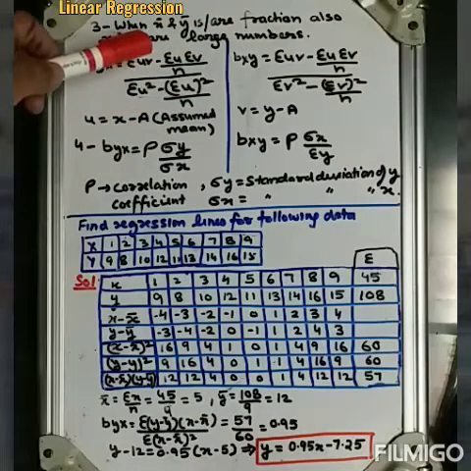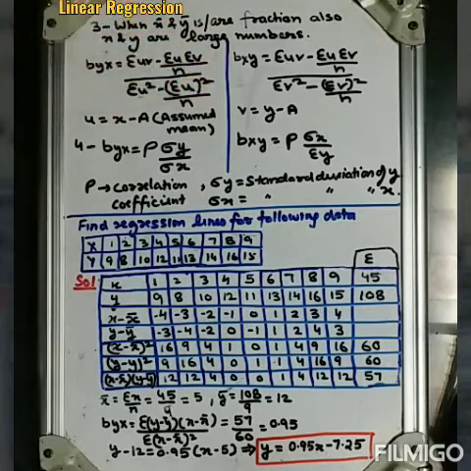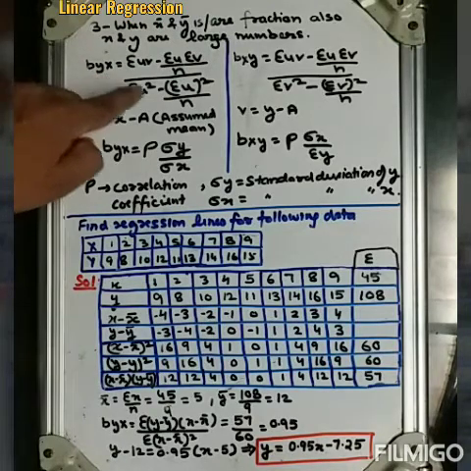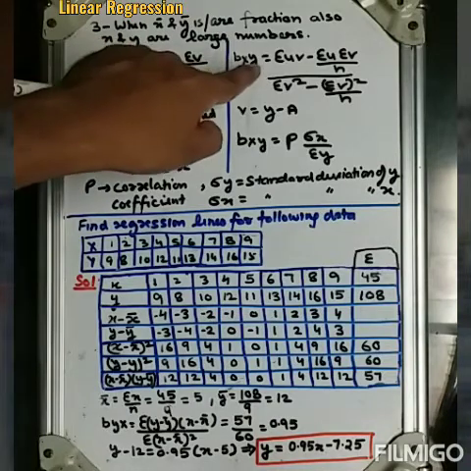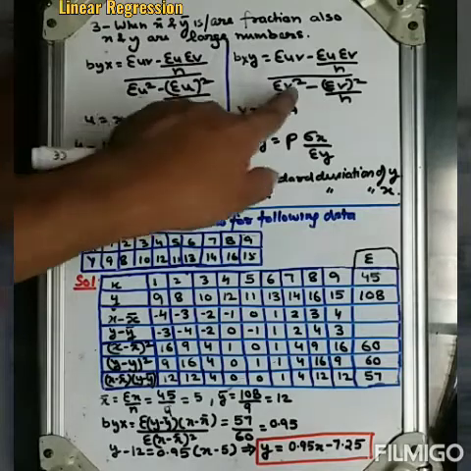Summation of uv minus summation of u, summation of v upon n, upon this value. Whatever comes in the second place, remember that whenever we are going to take out y on x, we take u. Whenever we are going to take out x on y, we take v. What are u and v? These are new terms.